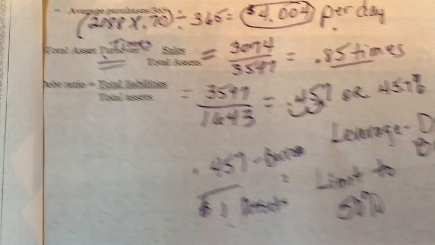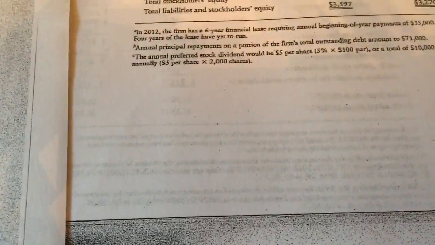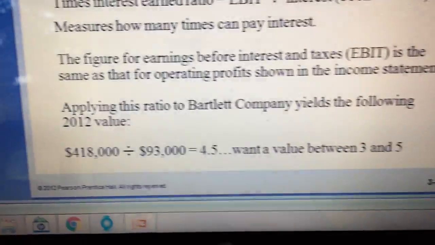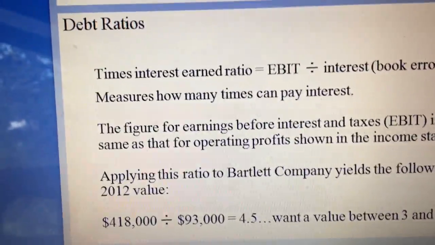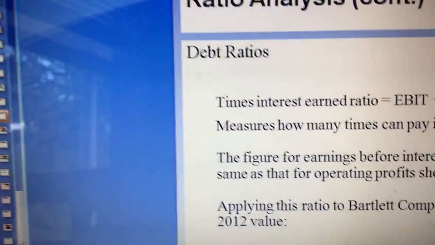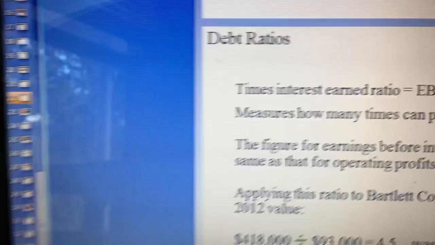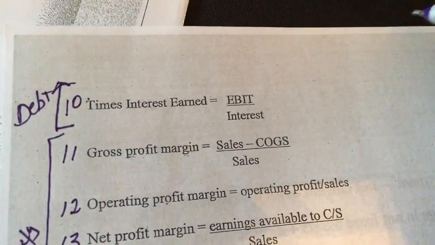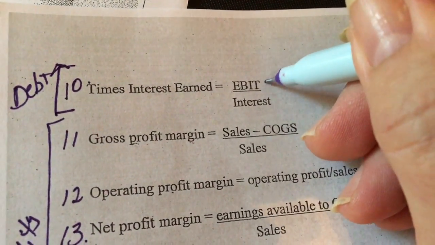So let's go to the next page, and our last one that we're going to look at is going to be your times interest earned. Let me just take you to your PowerPoint slide. It explains this on slide 22 under debt ratios. Let's see, times interest earned. Here we are right here. Okay. Now, here's a clarification. If you don't watch these slides, you're going to miss it.